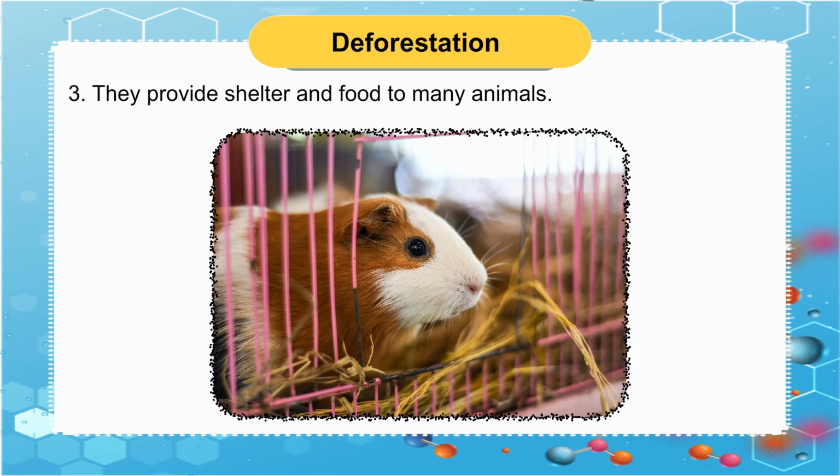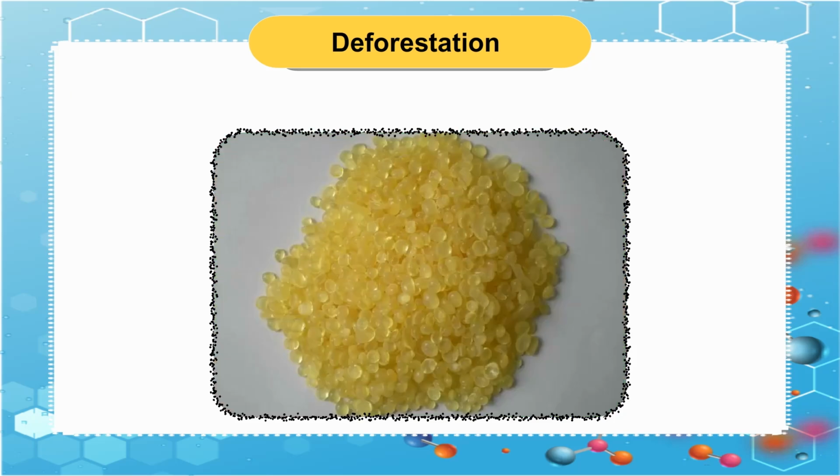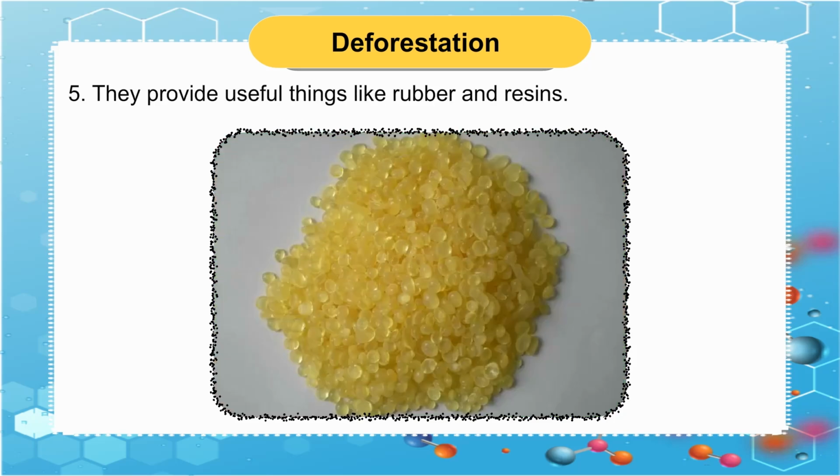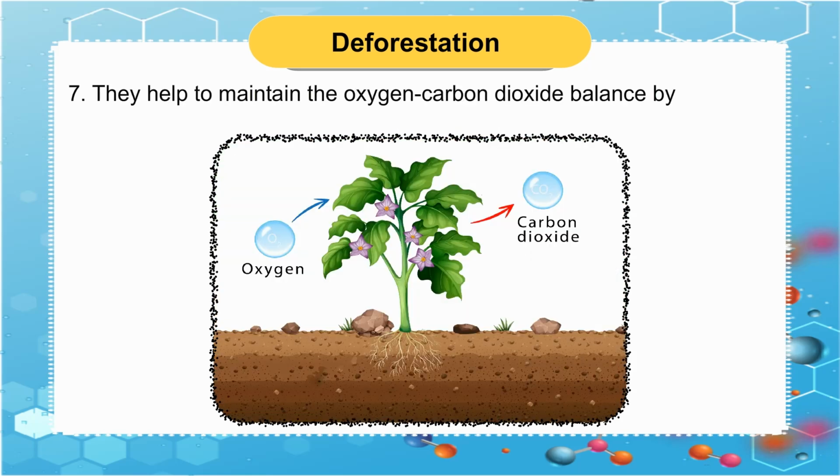3. They provide shelter and food to many animals. 4. They provide many herbs and other medicinal plants. 5. They provide useful things like rubber and resins. 6. They are a source of livelihood for tribal people living in the forest. 7. They help to maintain the oxygen-carbon dioxide balance by photosynthesis.